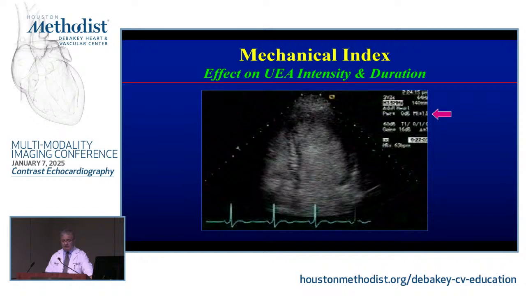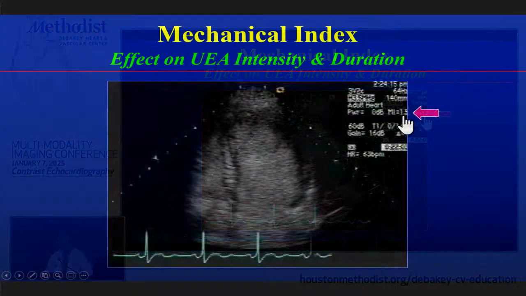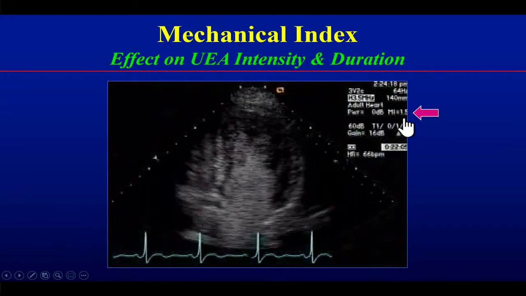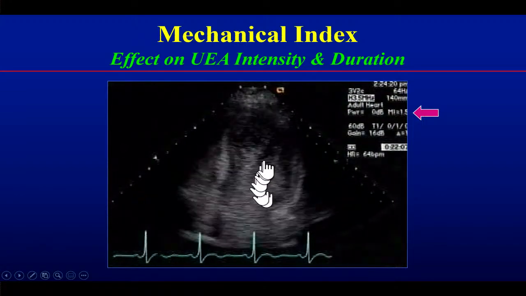Now, this is the effect of a mechanical index change on the intensity and duration of contrast, okay? So one thing we're going to do here is change the mechanical index, it's a little blurry, 1.5 or so, and we're going to gradually decrease it. And you'll see what happens to the contrast here. Very high contrast, you see it's almost like a hurricane heart.